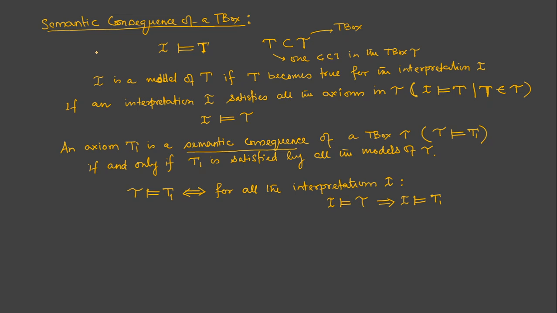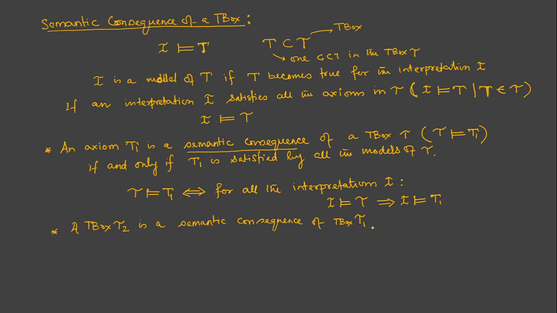Now let us define something else. First define something called semantic consequence of two T boxes. Here we have taken this T1 to be one axiom, and that becomes a semantic consequence of a T box. Now here we are defining something else. We are extending it to the T box level, right? So we say a T box T2 is a semantic consequence of another T box T1, right? Then semantic consequence of the T box T1.